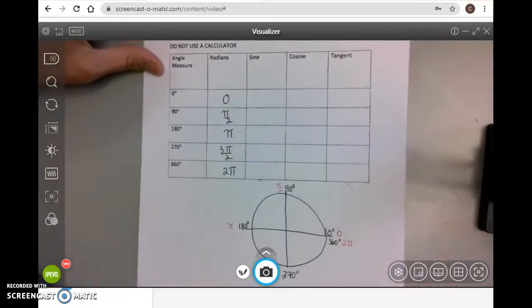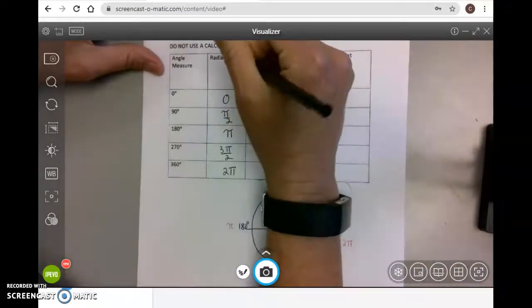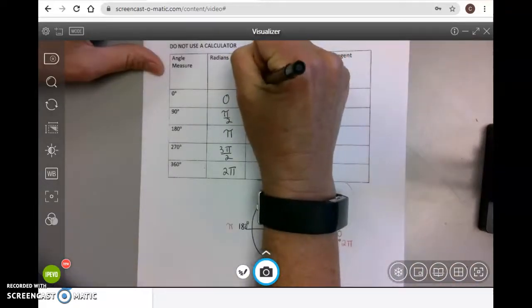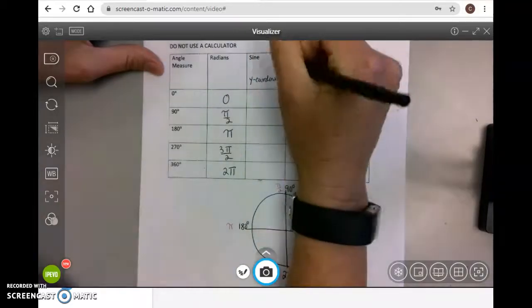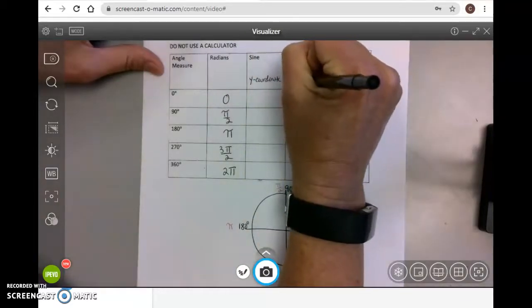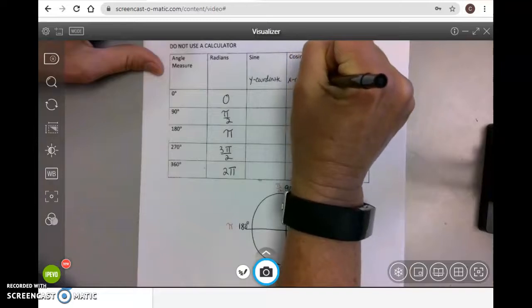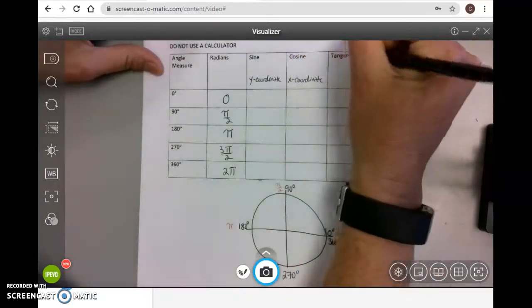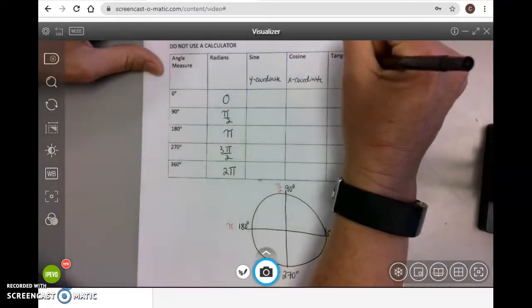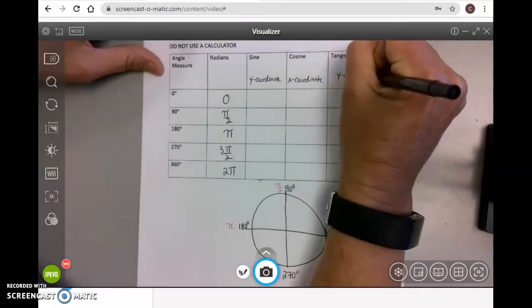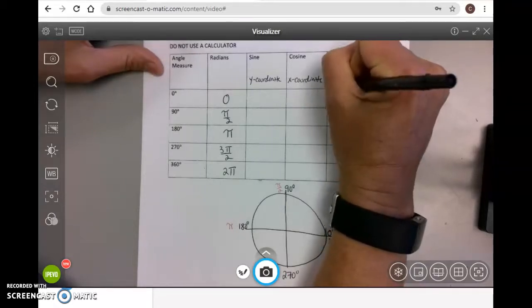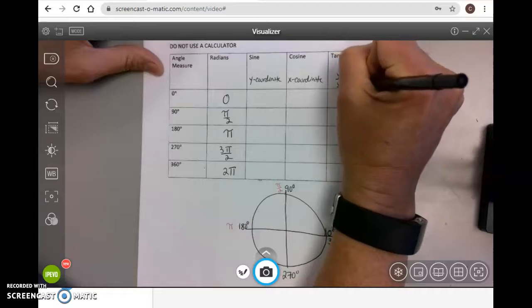And that's in radians. Now, for sine and cosine, I know that the sine is going to be the y-coordinate, and the cosine is the x-coordinate, and the tangent is sine over cosine, which is therefore the y-coordinate divided by the x-coordinate.